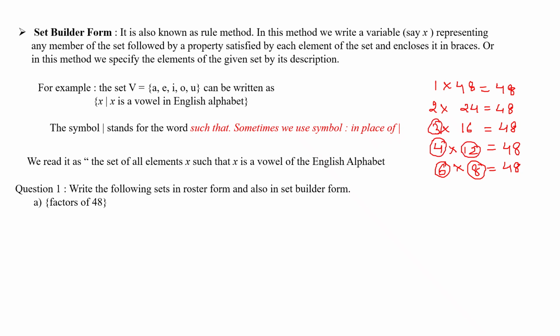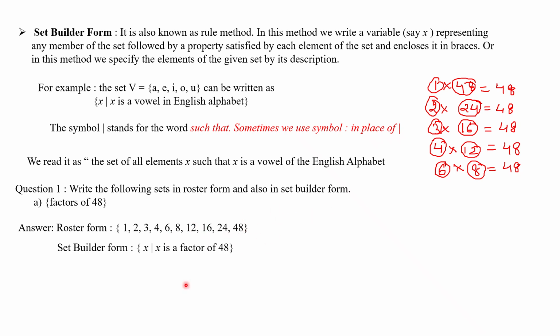Right. So when we have to write the factors of 48 in roster form, we have to just write these numbers 1, 2, 3, 4, 6, 8, 12, 16, 24 and 48 in curly braces. Right. So this is your roster form. Now set builder form, you have to write the set of all elements of X such that X is a factor of 48. So just you have to give a description of it.